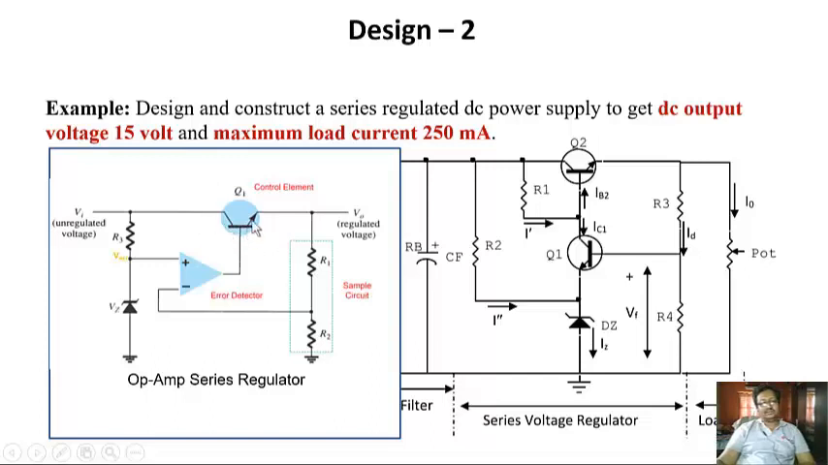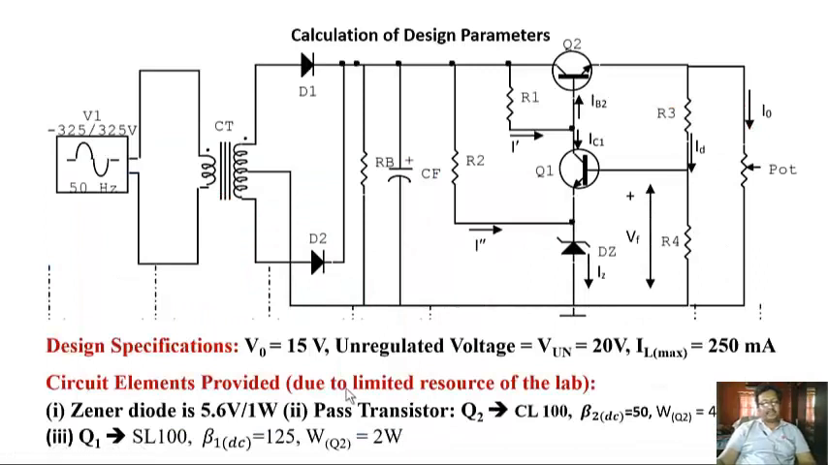Most of the current will be passing through this, so the wattage rating of this transistor should be very high. The transistor Q1 actually functions as an error detector. The rest of the circuit is very similar to the op-amp based series regulator circuit. This is the complete circuit diagram. Our job is to calculate each and every parameter required for this circuit based on the specifications given.